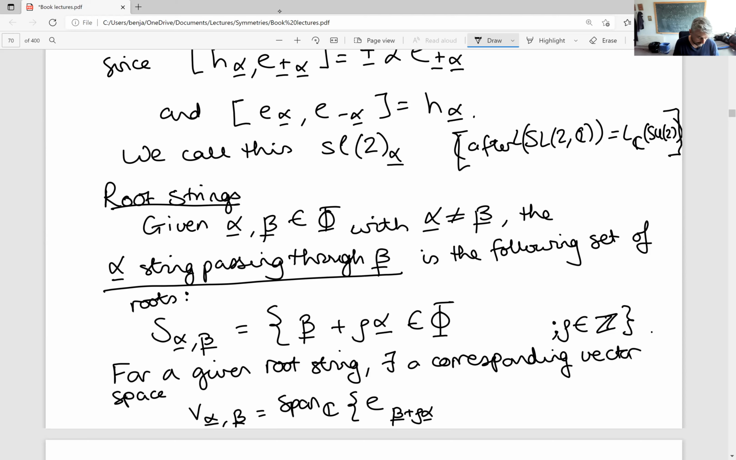So now we have the span of each of these elements of the root string. Okay, so next time we're going to go on and use these root strings further, and we'll start to build up the groups, the Lie algebras at least.